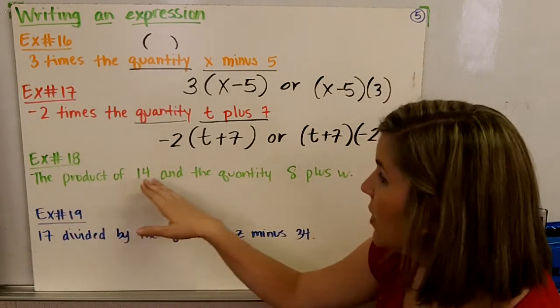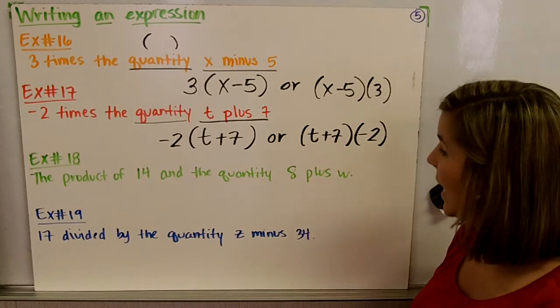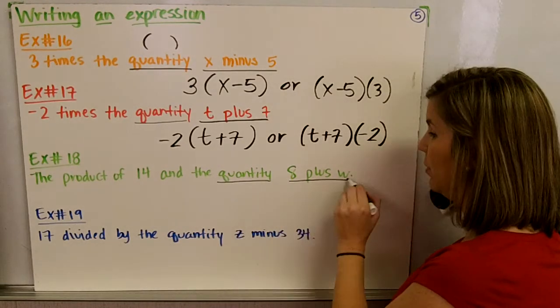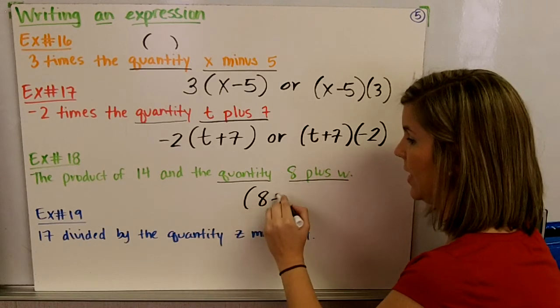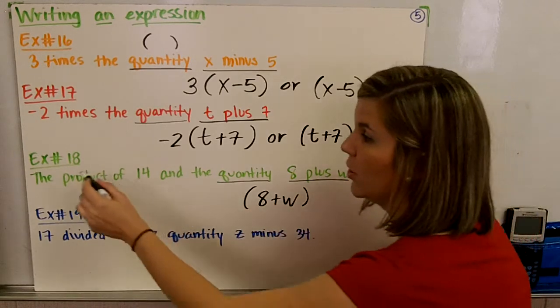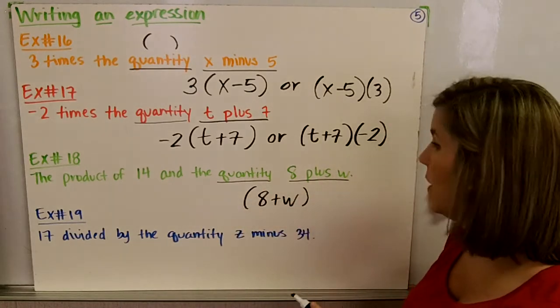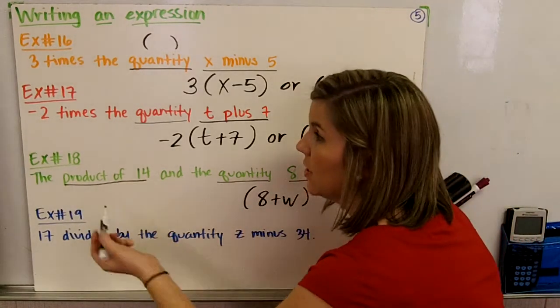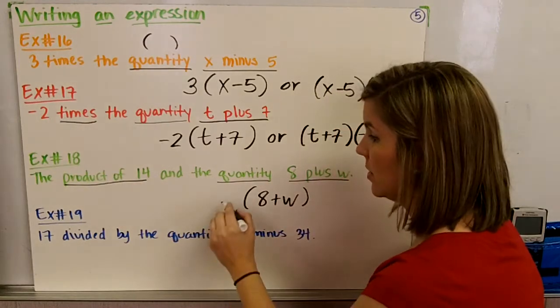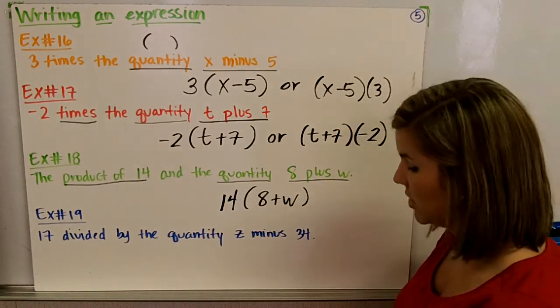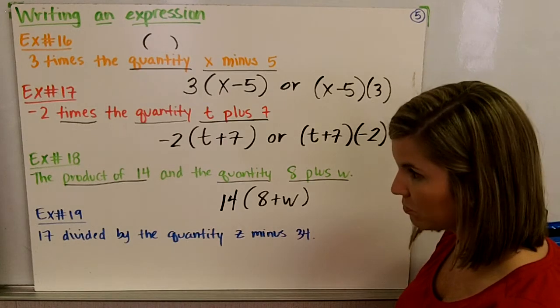Example 18, the product of 14 and the quantity 8 plus w. Again, I see that word quantity. 8 plus w goes inside. The product of 14 and the quantity 8 plus w. So the product of means the same thing as times. So 14 times the quantity 8 plus w.